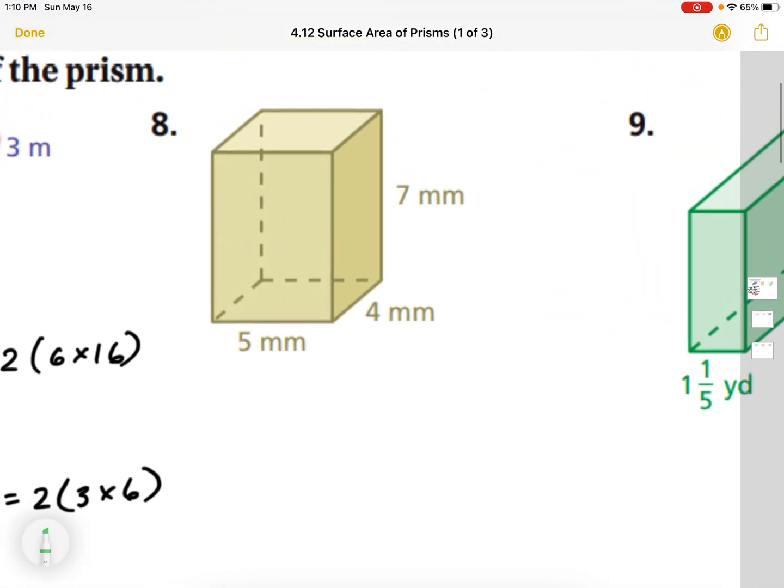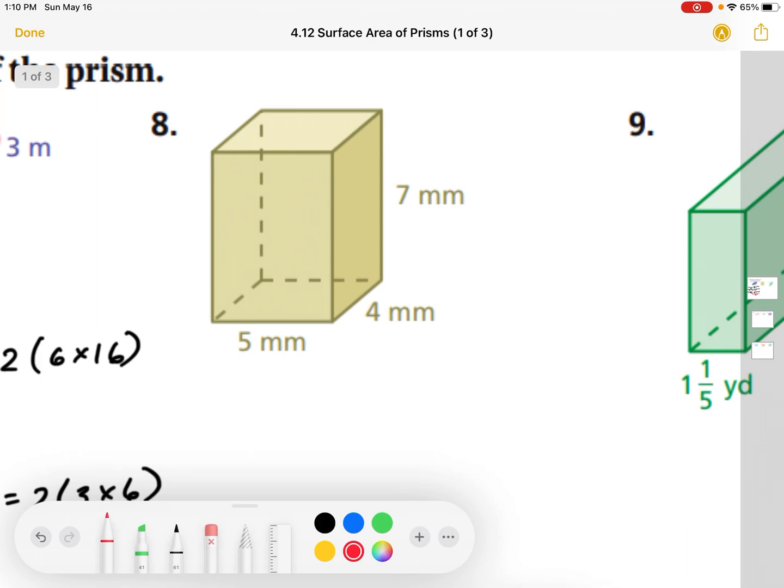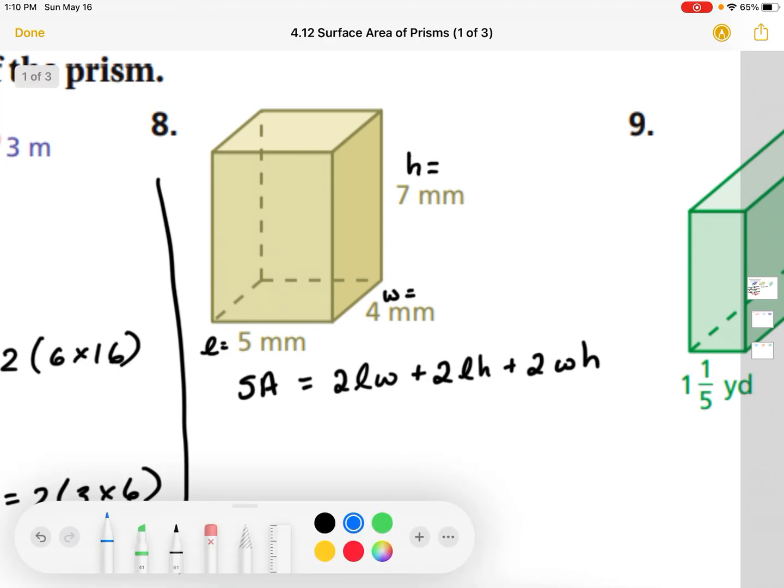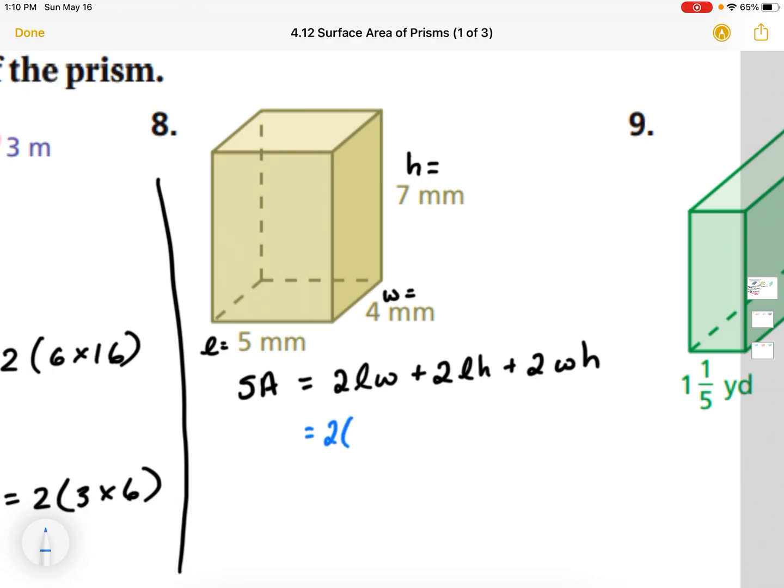So looking at question A, we're going to use the formula. Surface area equals 2 length times width plus 2 length times height plus 2 width times height. So you need to label each of these length, width, and height. So this will be my height, and this will be my length, and this will be my width. Now it's just a matter of substituting in. So length is 5, width is 4, length is 5, height is 7, and width is 4, and height is 7.